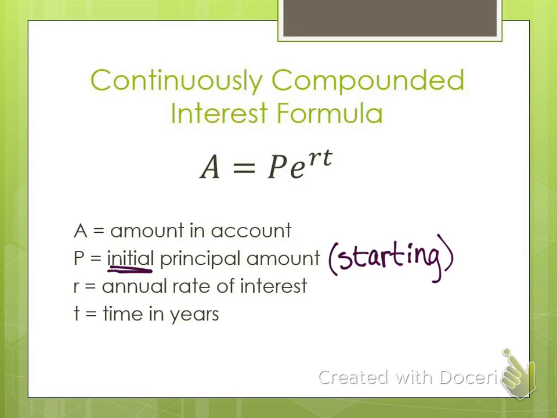R is the annual rate of interest, and you need to know that that needs to be written as a decimal. You cannot leave it as a percent. It's got to be a decimal. And T in this formula is our time in years. Sure, the time is measured in years. Also notice that this is continuously compounded interest. At the bottom, we'll talk about the non-continuous.